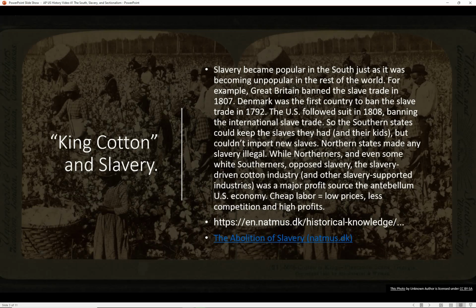Northern states made any slavery illegal in the North. While Northerners and even some white Southerners opposed slavery, the slavery-driven cotton industry and other slavery-supported industries were major profit sources for the antebellum U.S. economy. So cheap labor equaled low prices, less competition, and high profits.